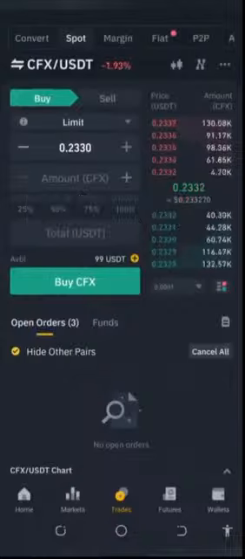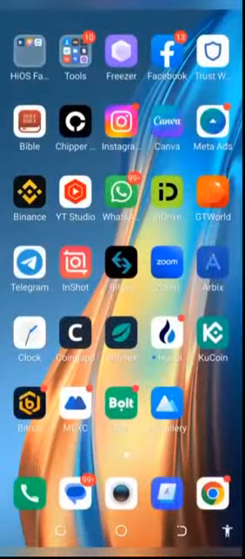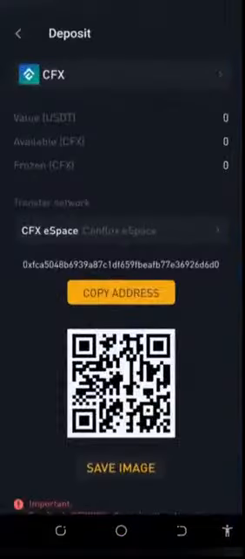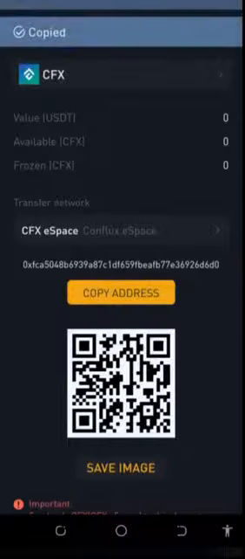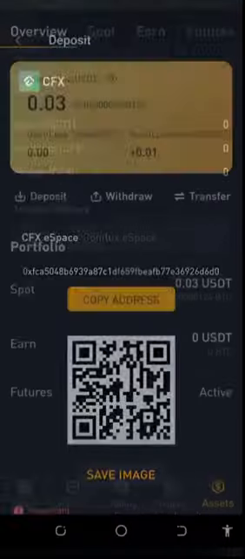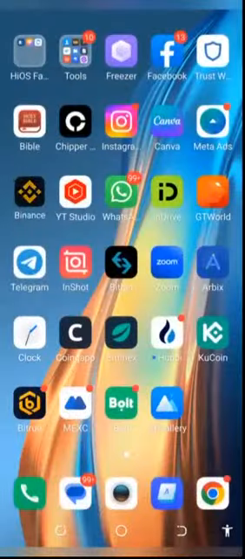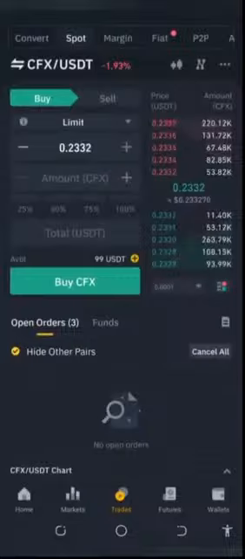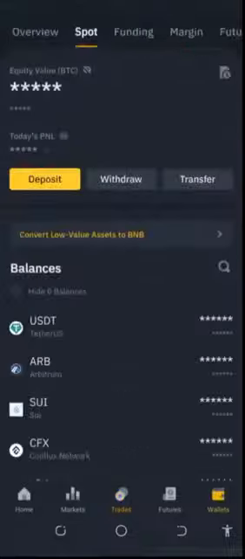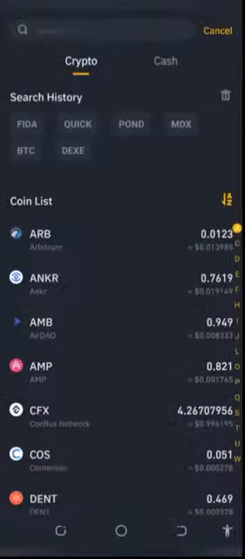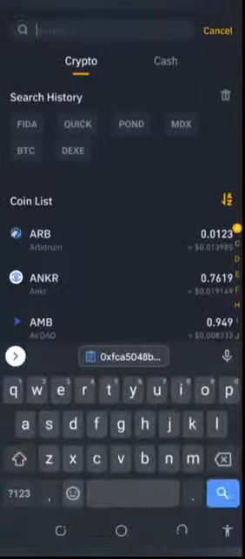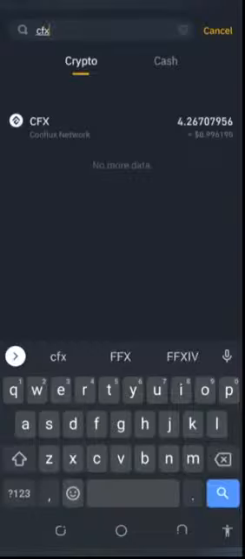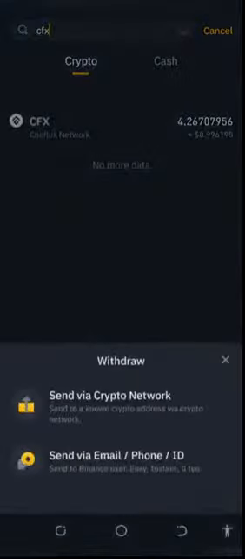Okay. Next is that we have to go and get the withdrawal address. So it's currently CFX e-space. So we're just testing this out. If this works, keep your fingers crossed. If this works, we're coming back to do this trade live. Okay. So let's copy it. And then we will go back and withdraw. Let's withdraw. So we check on our CFX. All right. We just have 4.26.